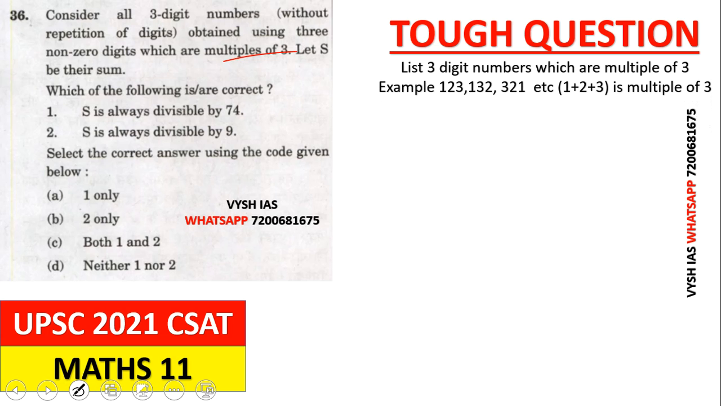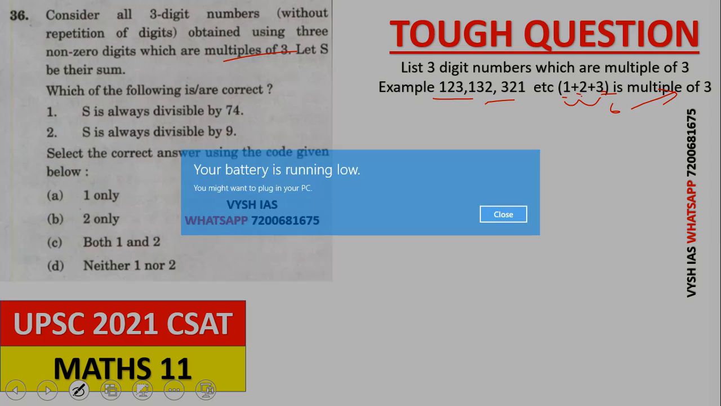Example: 1, 2, 3. Consider these are the digits 1, 2, 3. I told you the divisibility rule. How is a number divisible by 3? When you add it up, 1 plus 2 plus 3 is equal to 6, and 6 is a multiple of 3. That means the whole number 123 is a multiple of 3. Even 132 is a multiple of 3.